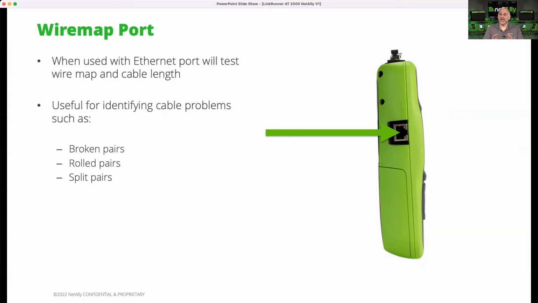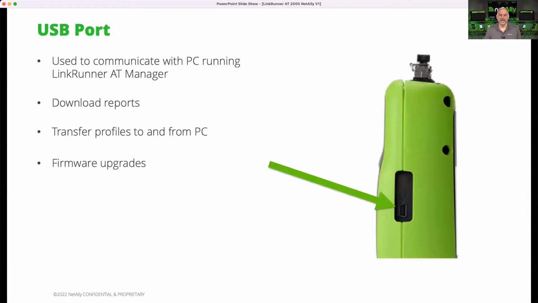And when we get into our cable testing, we're going to look at the difference between an open connection and one that's been terminated using a wire map adapter or the wire map port. It's going to show us a few different things, some things that we can't tell just by testing an open connection. There's a USB port on the side of the LinkRunner AT.